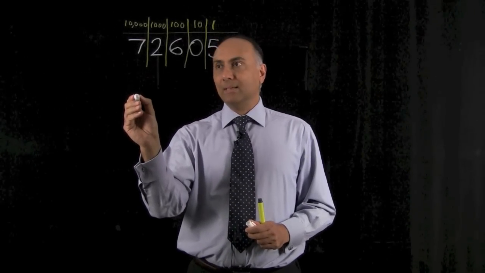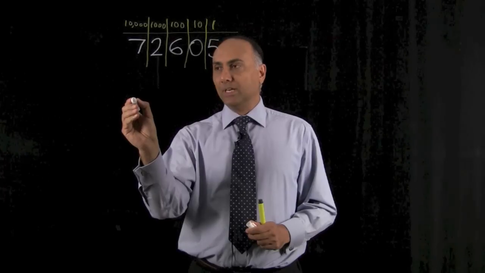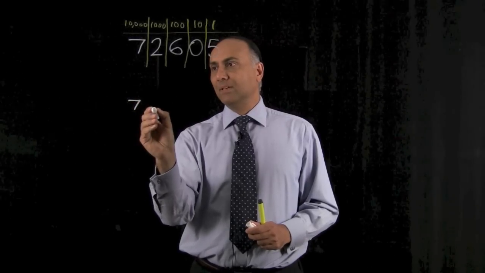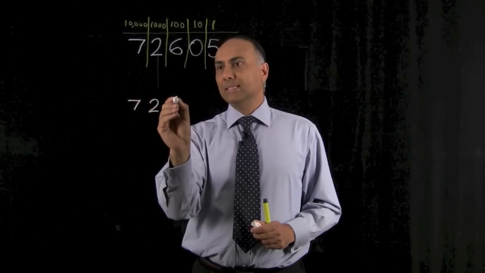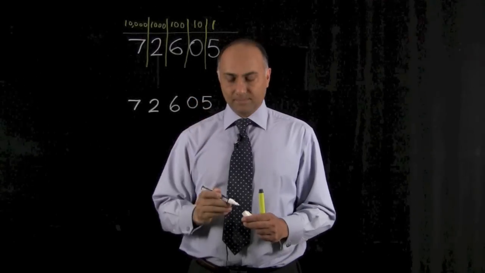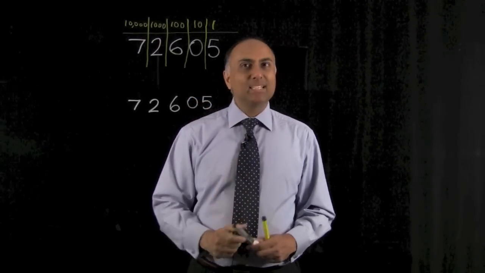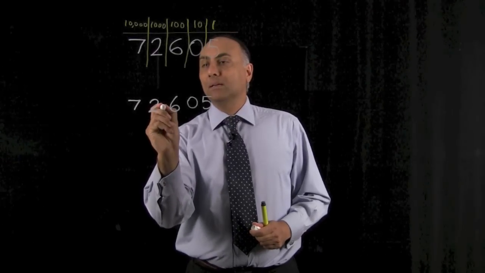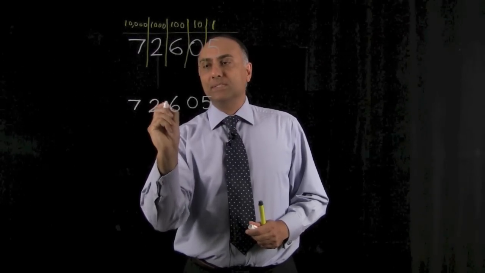Okay, now I'm going to introduce something new. If I take the same 5 digits in the same order, 7, 2, 6, 0, 5, but add something extra, which is this dot.